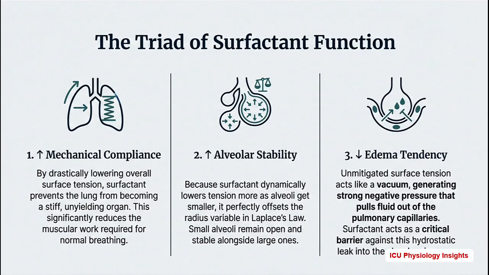So surfactant serves three absolutely critical functions. One, it increases compliance, which makes the work of breathing manageable. Two, it stabilizes alveoli of different sizes, preventing atelectasis. And three, it helps keep the alveoli dry. The catastrophic consequence of its absence is seen so clearly in premature infants with infant respiratory distress syndrome.